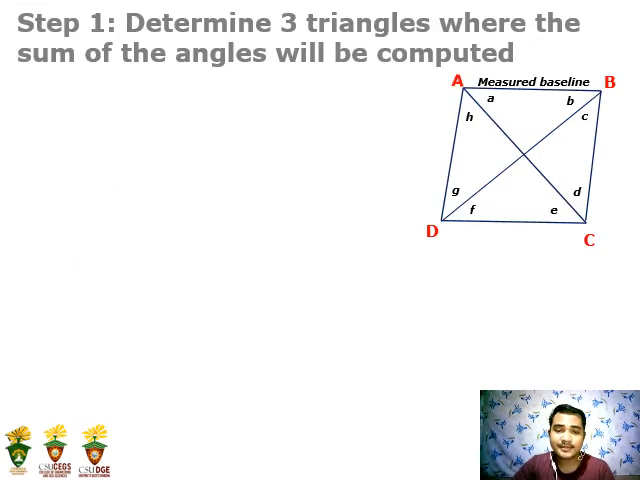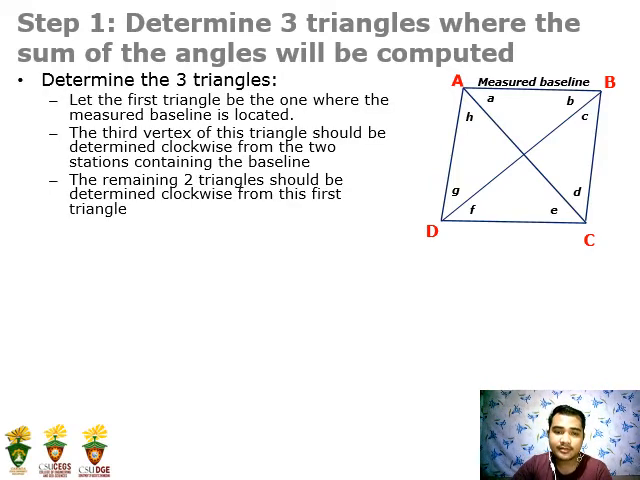Alright, so here are the steps on how to solve side condition. First is to determine three triangles where the sum of the angles will be computed. In determining the three triangles, let the first triangle be the one where the measured baseline is located. So if the measured baseline is AB, then the third vertex of this triangle should be determined clockwise from the two stations containing the baseline.